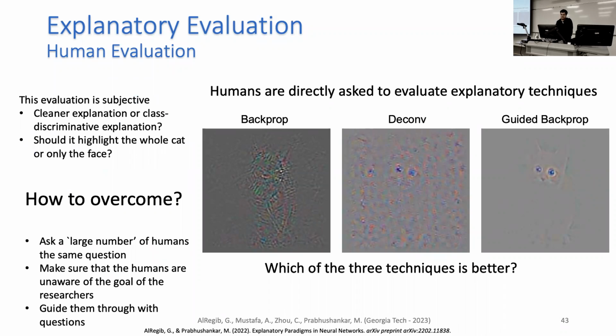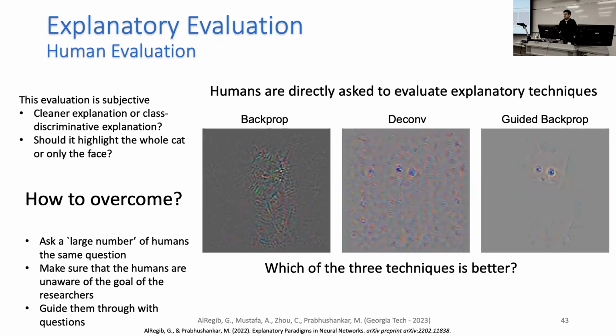Well, as with any other thing, we basically ask a large number of humans the same question. The motivation is taken from democracy, essentially. A large number of people are asked the same question. Let's see what they answer. Hopefully they answer the same thing, or if not, then we choose the majority of those answers as the final answer of what is correct. So we have to ask a large number of humans to evaluate these explanations and make sure that the humans are unaware of the goal of the researchers.